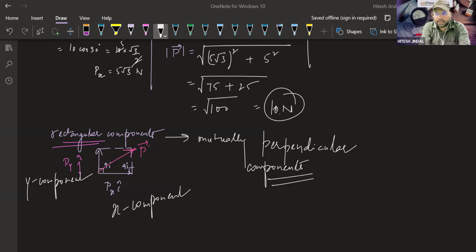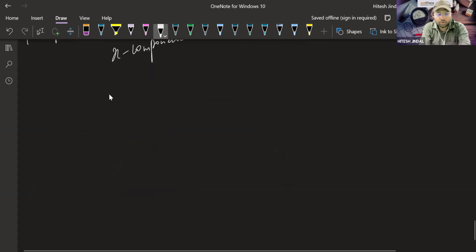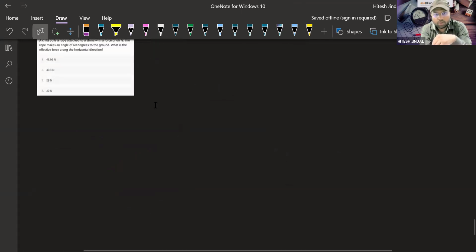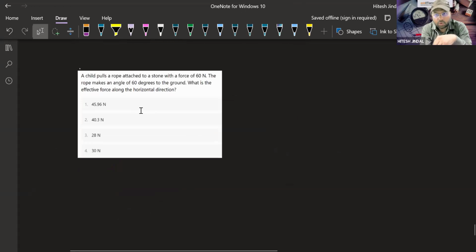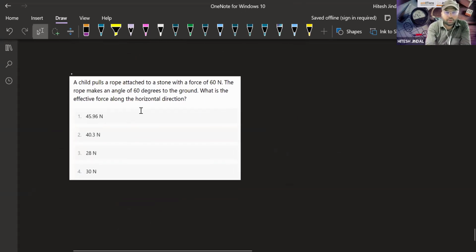So where do we apply this? Now you see, I am connected with the motion only through this question. You tell me how can we solve this. Is this resolution of a vector being applied here? Tell me.